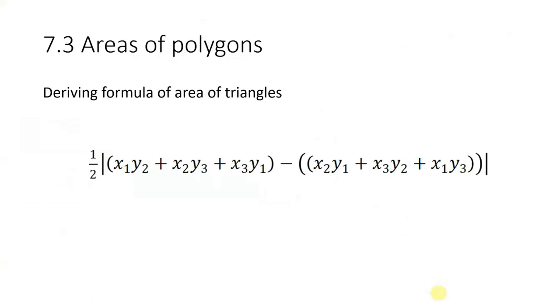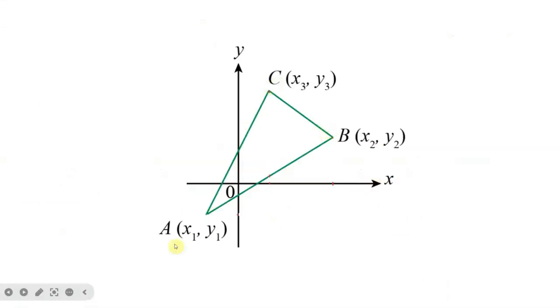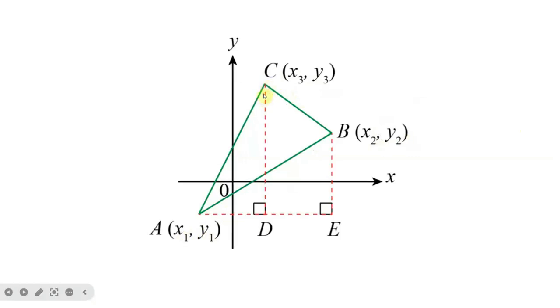Next, we have the third formula for this chapter. To find the areas of polygons, we start by drawing a triangle with three vertices. Each of these we label A, B, and C with (x1, y1), (x2, y2), and (x3, y3). Then we draw a vertical line and a horizontal line to join A, C, and B at point D and point E.